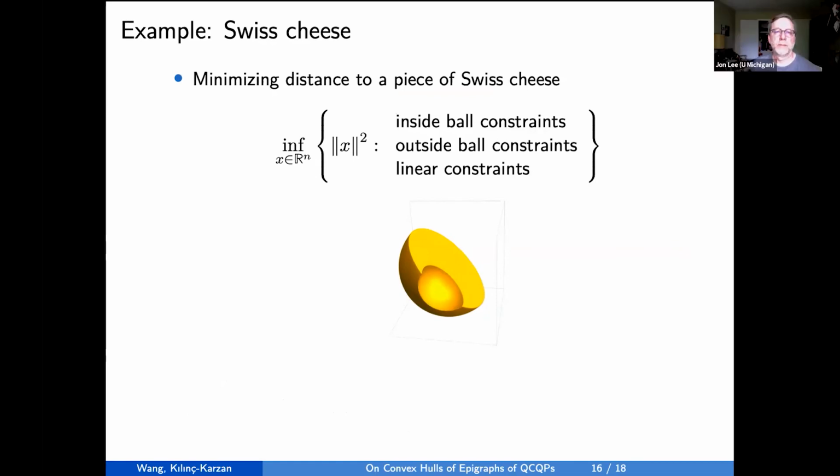So, for those of you who were at the EPCO summer school last year, you may recall this example. I think Sam gave this as an example. I call this the Swiss cheese example.